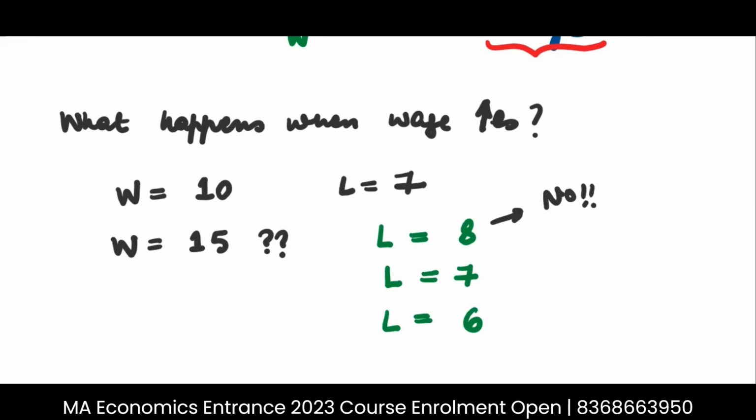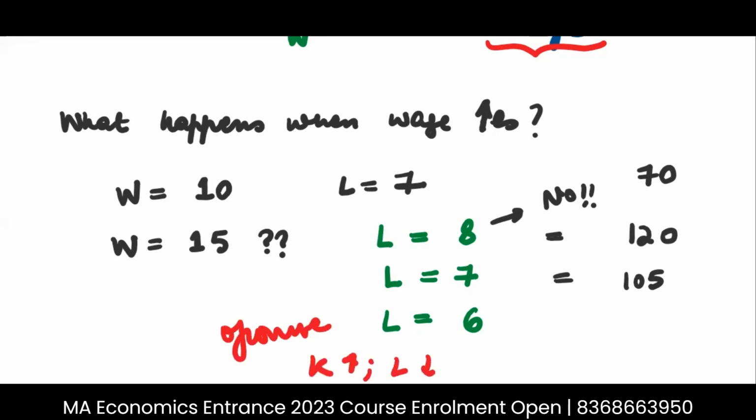No. Are we stupid enough to do that? The wage has increased. So no. If I would increase my labor to 8 units, my cost would be 15 into 8, which will be 120, from 70. If I keep my labor as it is, it will be 15 into 7, which will be 105. And if I decrease my labor, which is of course, because I will increase capital and decrease labor, because labor is charging me higher, then my cost will be only 90.